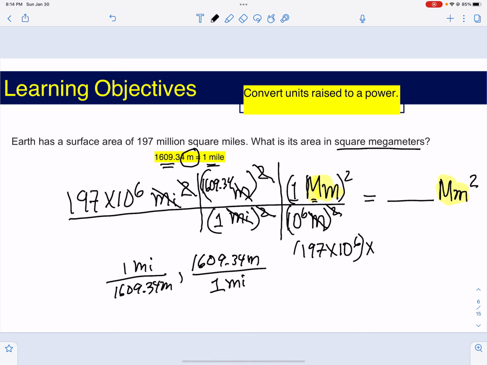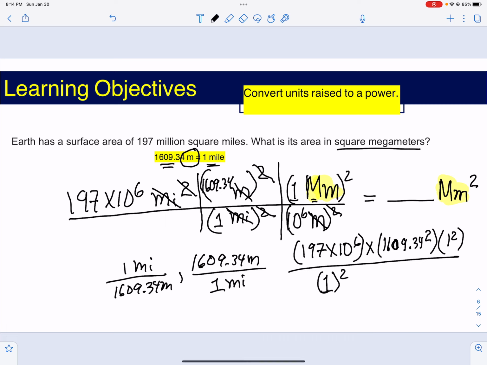times 1609.34 to the square, times 1 to the square divided by 1 to the square, which is just 1, right? And 10 to the 6 to the square. And you have a lot of keys on your calculator that will allow you to do that. If you need help with that, just let me know or go to the Science Learning Center or something like that, but that's just the math.